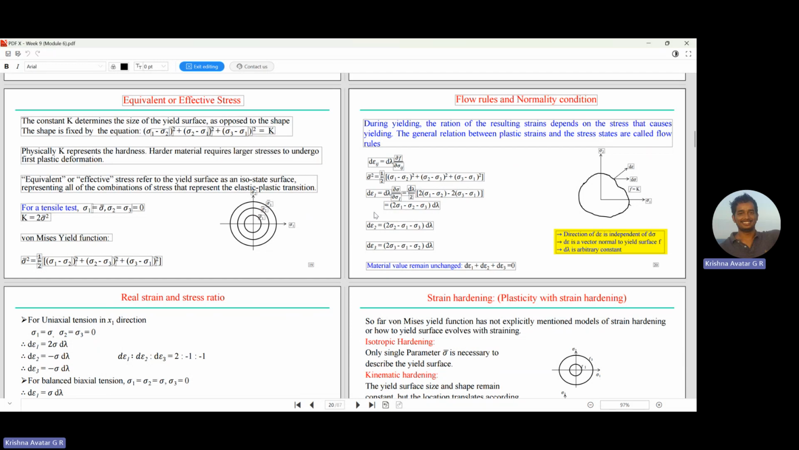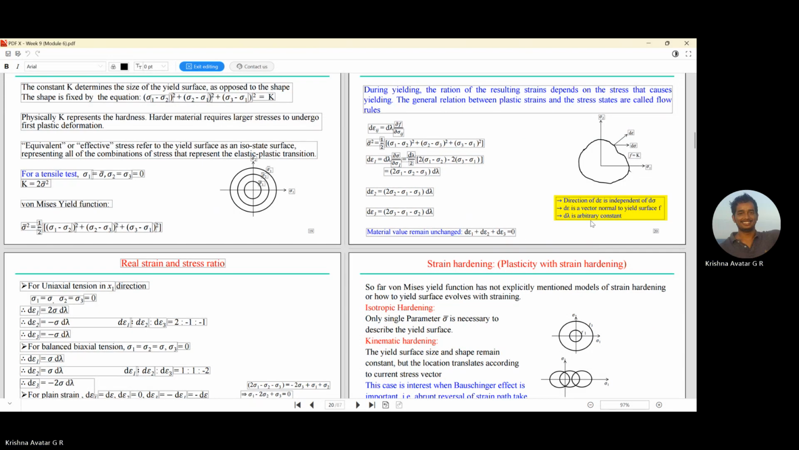Right, and what we see is that if we add all three of them, the material volume remains unchanged. In that case, 2 sigma 1 cancels out with this 2 sigma 1, and then we have minus 2 sigma 2, which cancels out with this, and likewise for the sigma 3 part. During yielding, the resulting strain depends on the stress that causes yielding. The general relation between plastic strain and the stress states is called the flow rules.